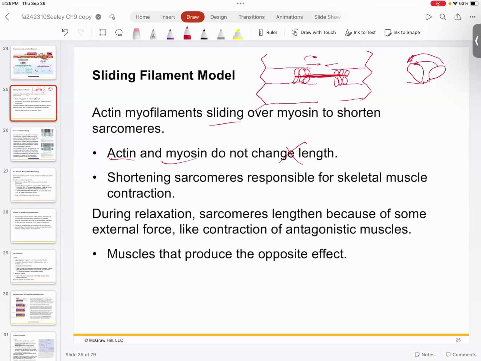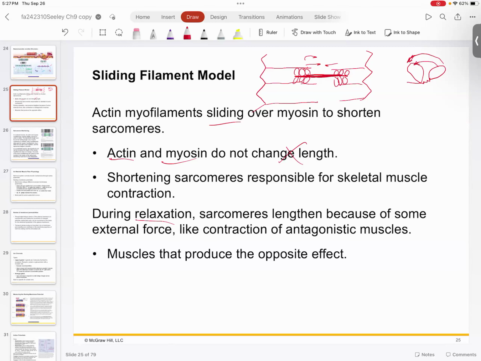And so when you do that, you're basically going to be pulling your actin in toward each other, and so they shorten. And this is basically if you shorten your sarcomeres, which they will shorten across all the sarcomeres, then you're going to shorten your muscle and you're going to create tension. And this is muscle contraction.